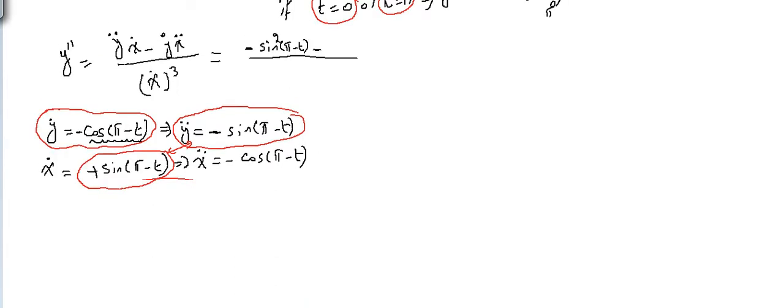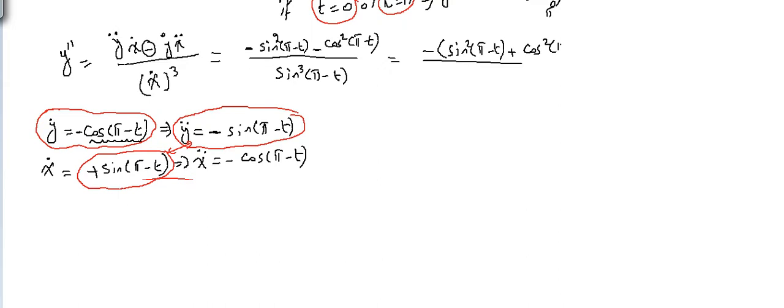It will be plus cosine square pi minus t, and we have minus already here, so it's minus cosine square pi minus t over x dot square, x dot cubed. X dot is sine cubed of pi minus t. The answer will be minus into sine squared pi minus t plus cosine squared pi minus t over sine cubed pi minus t.